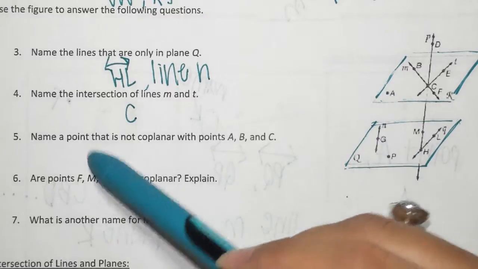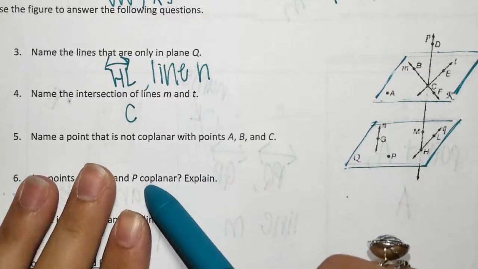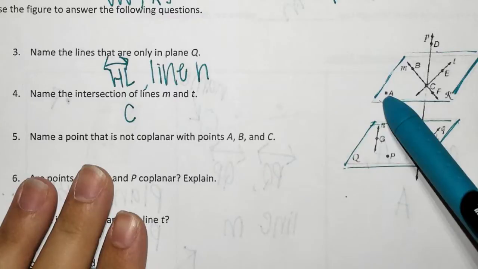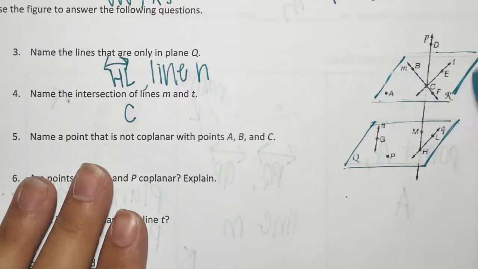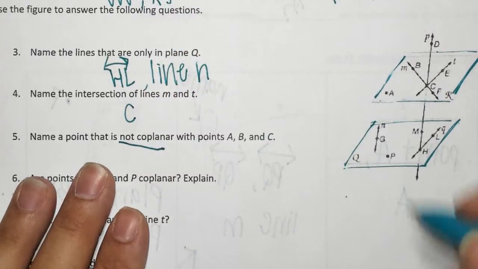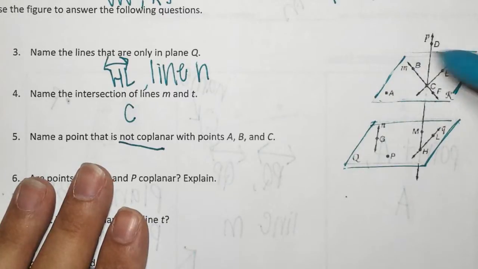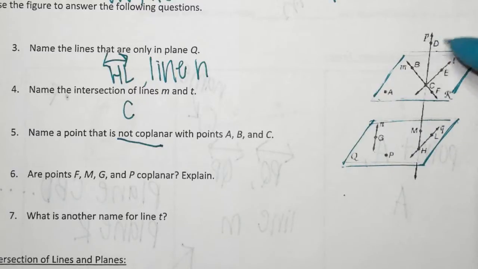Name a point that is not coplanar. So it's not on the same plane as A, B, and C. Here's A, here's B, here's C. So the correct answer is any point that's not in this plane because it says not coplanar. Well, shout out some points. F is on the same plane. Okay. What? D. Right? D's outside, so write that down.